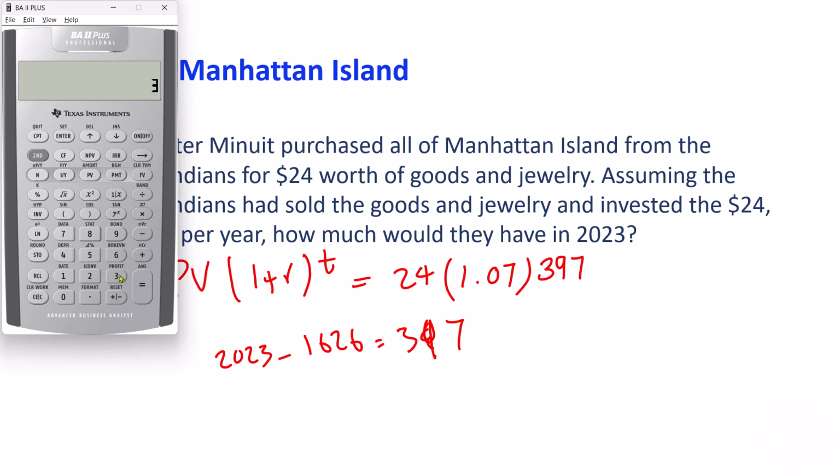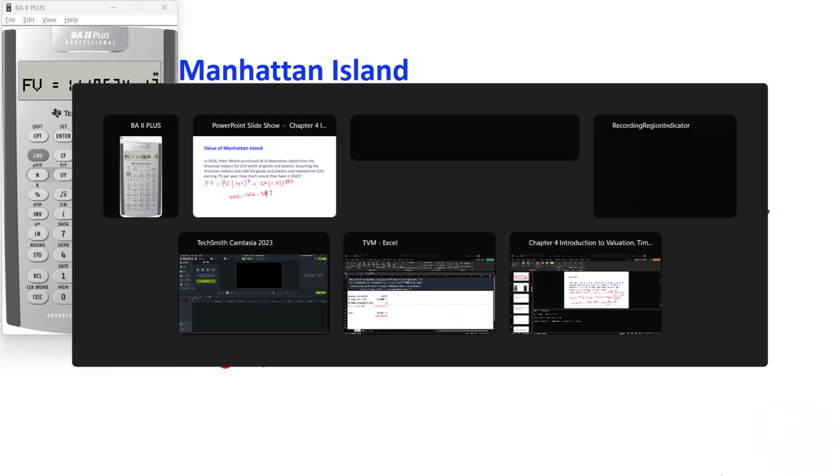So your N is going to be the number of years, 397. Your present value is $24. Because this is an investment, I'm going to put a negative sign here. And we have a 7% rate of return. And we're going to compute future value. As you can see, the screen of the calculator is not big enough to show this number. So it's 1.1 times 10 to the power of 13. I think we have better luck of seeing this number using Excel.